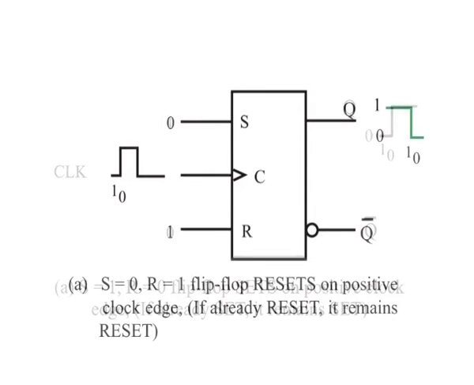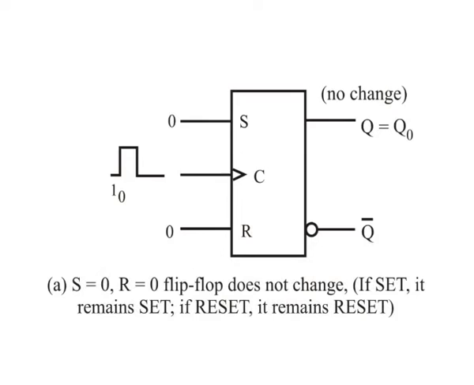When S is low and R is high, the Q output goes low on the triggering edge of the clock pulse and the flip-flop is reset. When both S and R are low, the output does not change from its prior state. An invalid condition exists when both S and R are high.